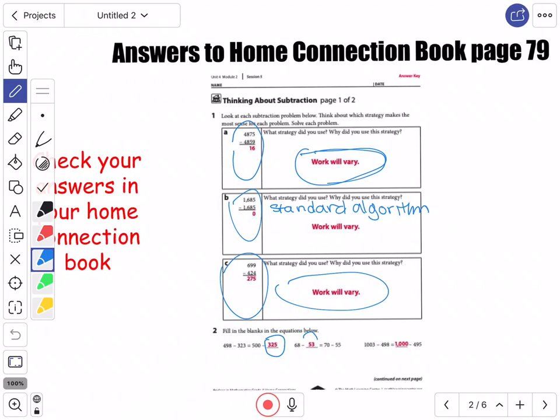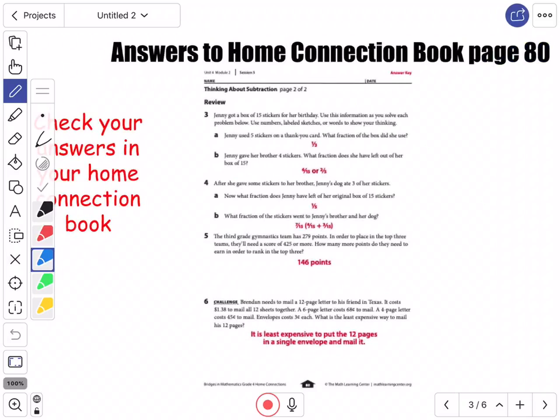And then it says fill in the blanks in each equation below. So for this one, you should have 325. For this one, you should have 53. And for this one, you should have 1,000, okay? All right, so moving on to Answers to Home Connection book, page 80.